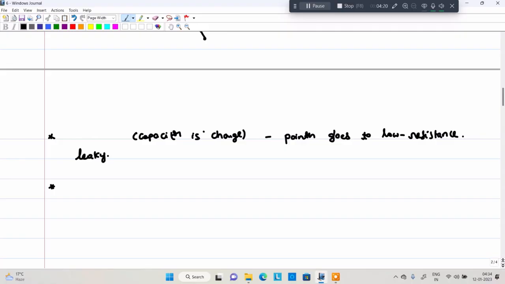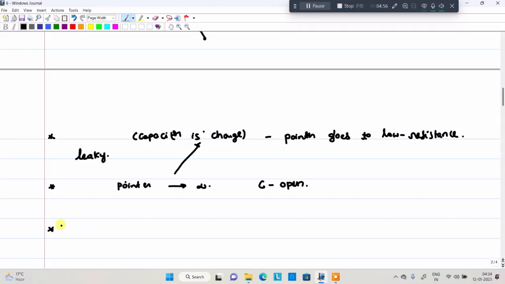But it goes straight to infinity. The same thing, the pointer goes to the low side, but what will happen here? The pointer goes straight to infinity. In that particular case, the capacitor is open circuit. Capacitor is open. Okay, so this is about the fourth case. The pointer shows infinity, so it is going to be an open circuit.